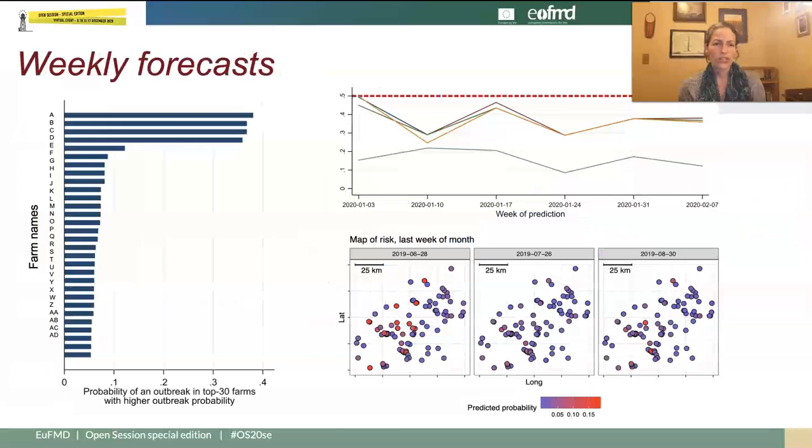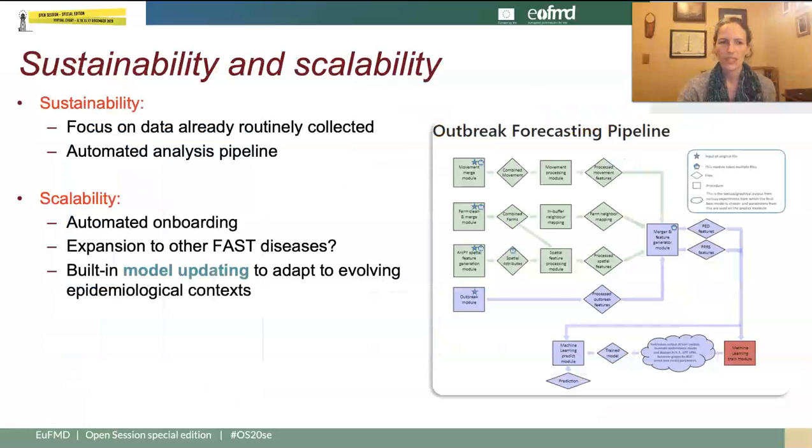Our partners currently receive a report from us on a weekly basis. They receive a list of all of their farms and the associated outbreak probability of those farms. We also send them a line plot that shows the trends in risk through time. And then we can visualize this risk spatially as well to see if there are any hot spots.